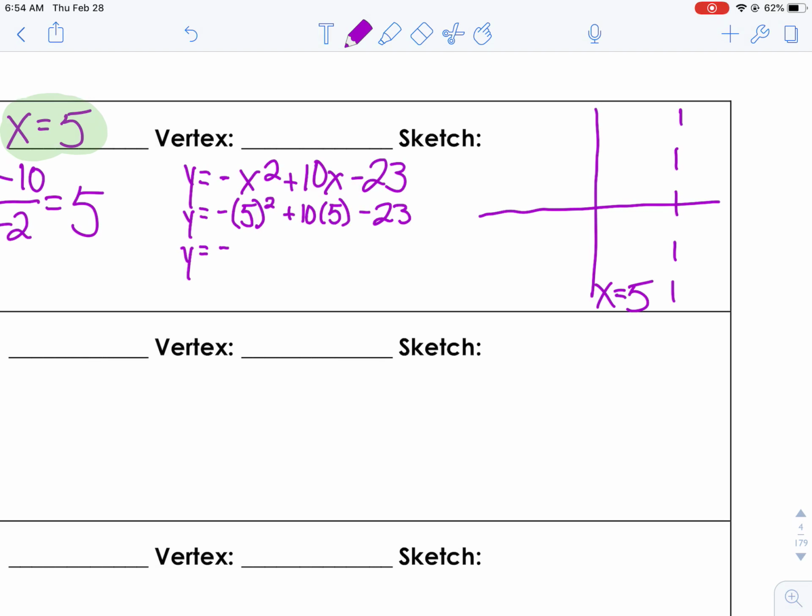Y is equal to -25. Notice that the negative did not go in the parentheses because it was a negative x squared. That negative stayed on the outside. The only time the negative would go inside the parentheses is if my x number was actually negative. Plus 50 minus 23. So y is 2. So I'm going to have a point at 5, 2: over 5, up 2-ish. 5, 2.